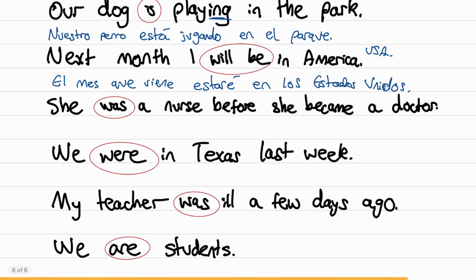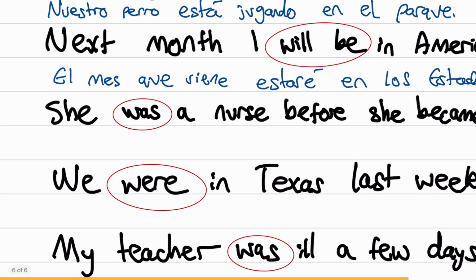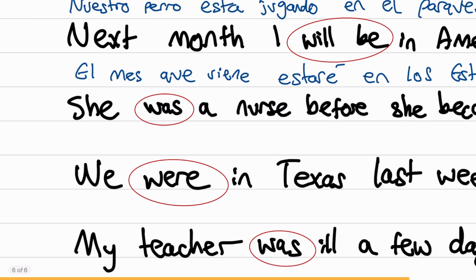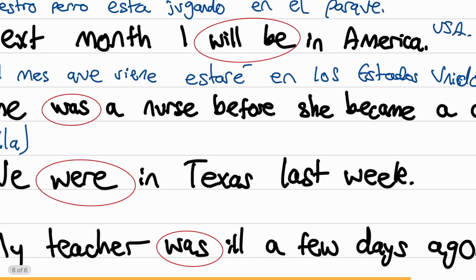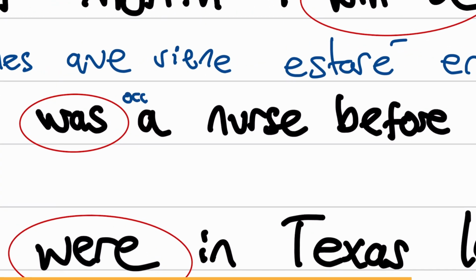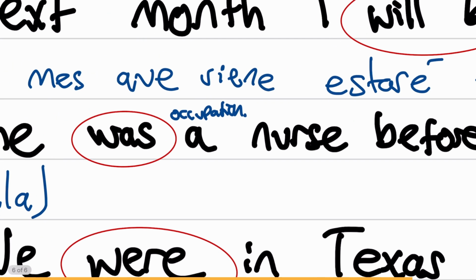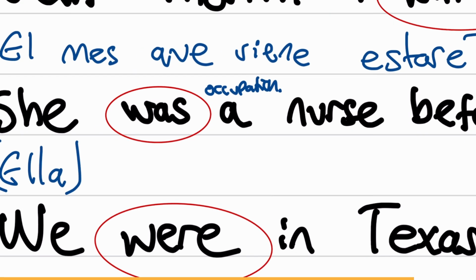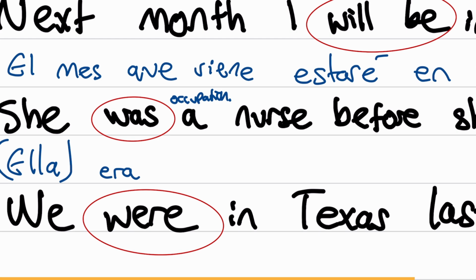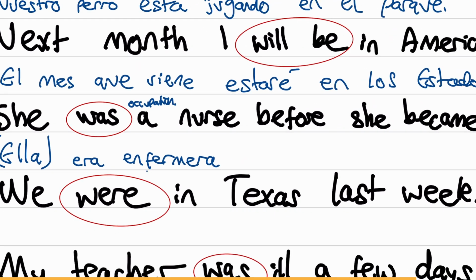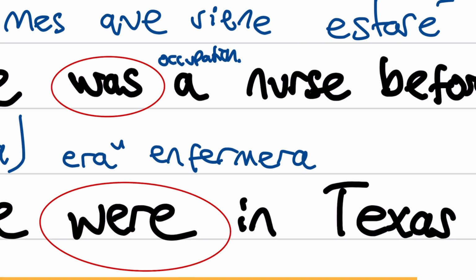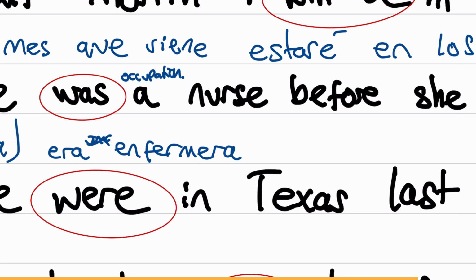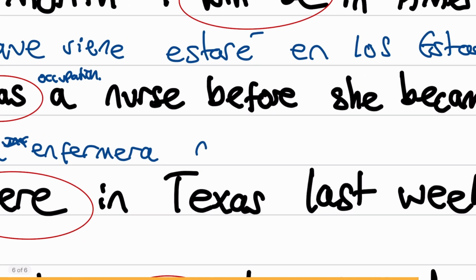Okay, tricky here. She was a nurse before she became a doctor. Ella, we can say for she, we don't need to, but we can. She was a nurse. This is about a job, isn't it? So, occupation. We're using ser. What tense? The imperfect tense. She wasn't a nurse for just a day, it was for a long period of time. So, ella era enfermera. Vale. No una in here.